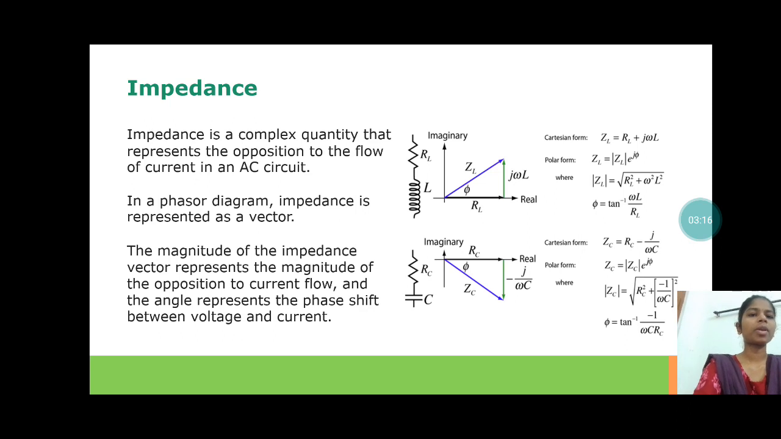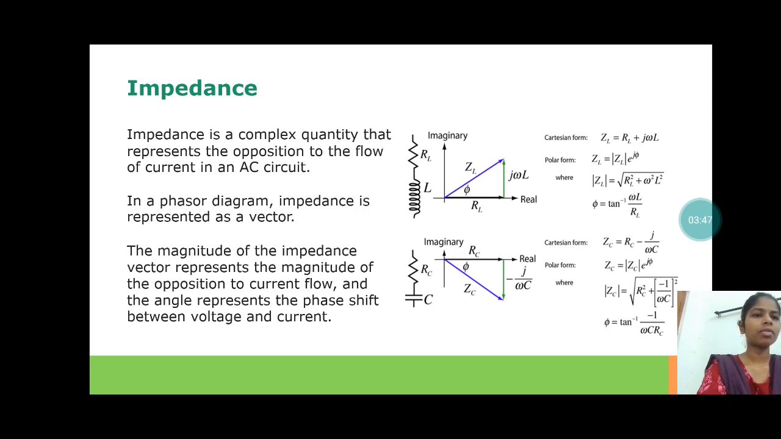Impedance. What is meant by impedance? Impedance is a complex quantity that represents the opposition to the flow of current in an AC circuit. In a phasor diagram, impedance is represented as a vector. The magnitude of the impedance vector represents the magnitude of the opposition to current flow, and the angle represents the phase shift between voltage and current.